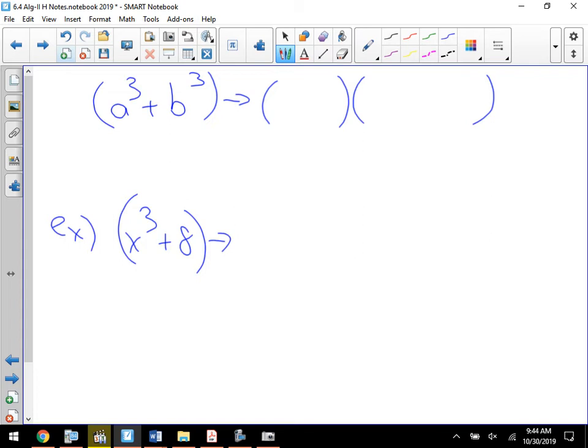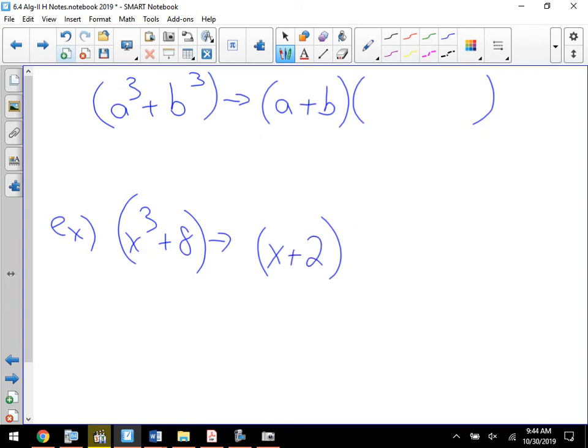What's the cube root of a cubed? A. What's the cube root of b cubed? B. Was this a plus or a minus sign? Plus. All right so far? I'm going to match that down here. What's the cube root of x cubed? X. What's the cube root of 8? 2. Was that a plus sign or a minus sign? Plus. So far, so good?